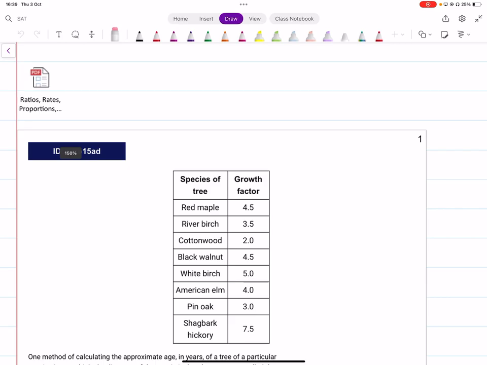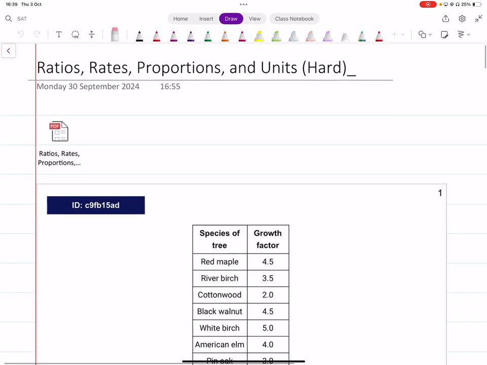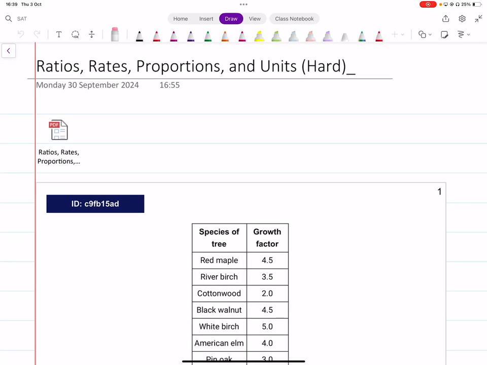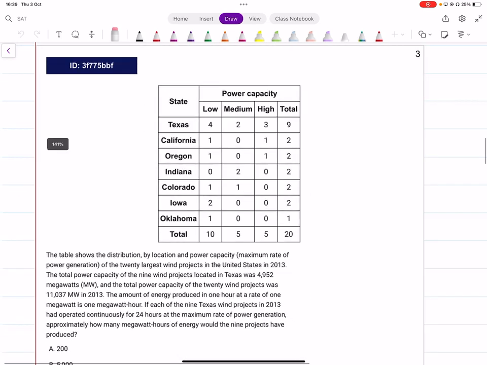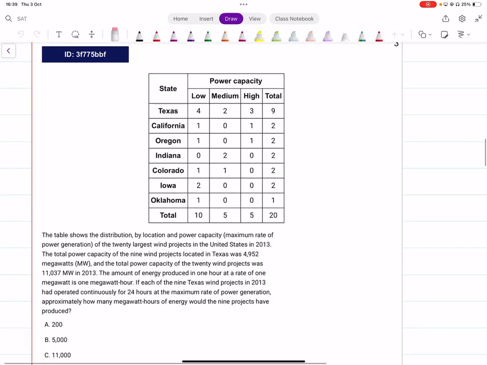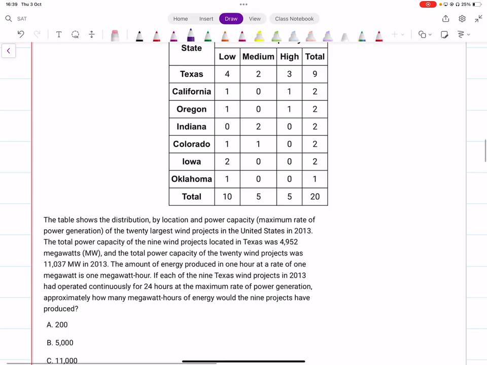Okay, let's begin with this. So the next one is ratios, rates, proportions, and units. So from this PDF, you've asked about questions 3 and 4. Okay, let's look at these two questions. Question number 3. Okay, so that's a lot of information given. What are we looking for? How many megawatt hours of energy would the 9 projects have produced?